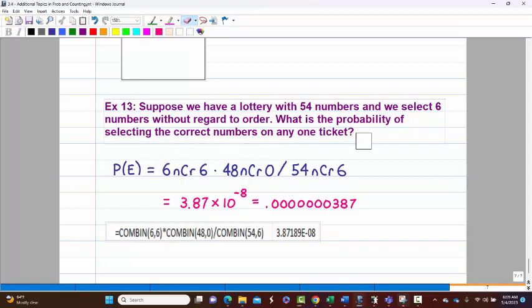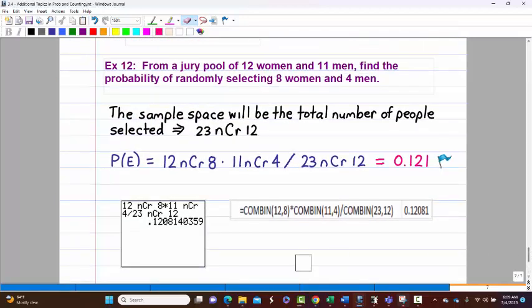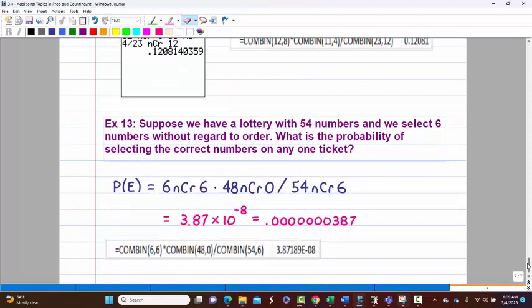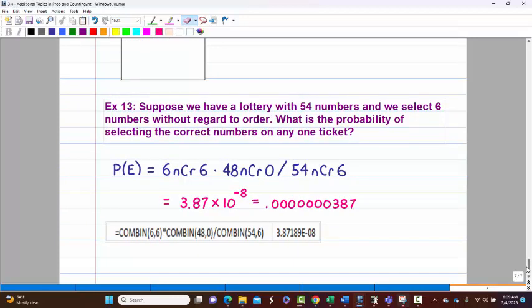Notice these numbers add up. Let me scroll back up to the jury problem. You're multiplying, but notice that's another way you can tell: 12 plus 11 gives you that 23, and 8 plus 4 gives you 12. So that's how you can check your numbers before you do the multiplying and dividing. The total number of ways you can get 6 numbers out of 54 would just be 54 choose 6. That's your entire sample space.